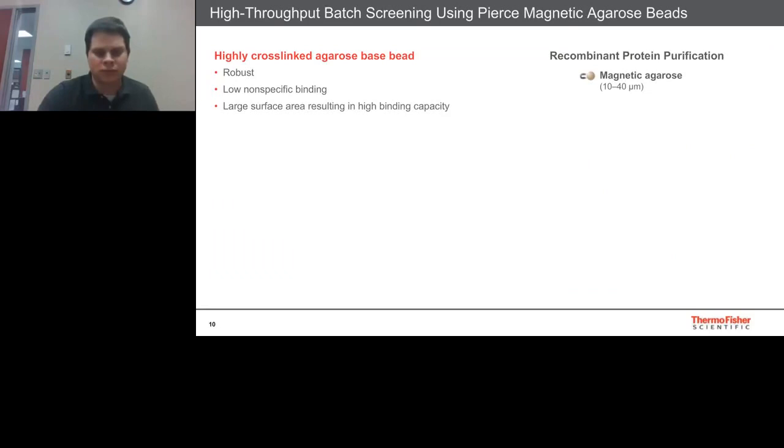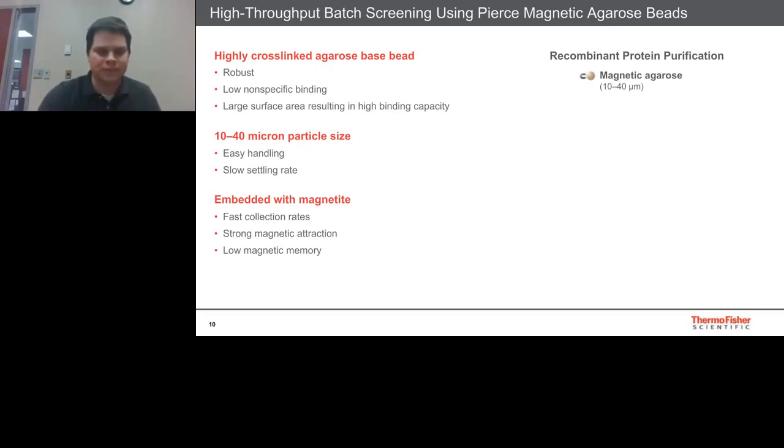Pierce magnetic agarose beads are highly cross-linked, providing a robust support with low nonspecific binding and a larger surface area than other polymer-based magnetic beads for a higher binding capacity. The beads, which are 10 to 40 microns in size, are easier to handle compared to other larger magnetic agarose beads and have a slower settling rate, which helps keep the bead suspended while batch binding your protein of interest. The beads are embedded with magnetite, resulting in fast collection and strong magnetic attraction.